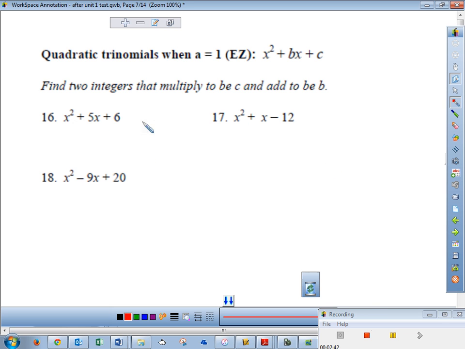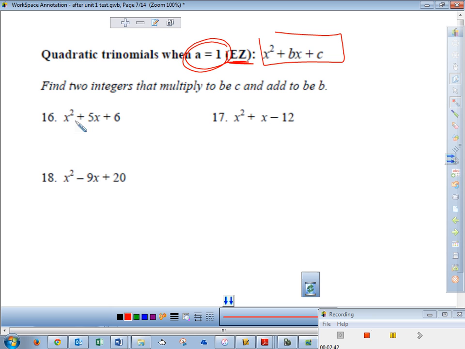These don't have GCFs. You've got to check to see if they have a GCF first, but if 1 is the GCF, then you really say that it doesn't have a GCF. But these trinomials right here are what we call easily factorable because the a value is 1. Remember your standard quadratic is ax squared plus bx plus c. If the a value is 1, all we have to do is find two numbers that multiply together to be c, that's him, and add together to be b.